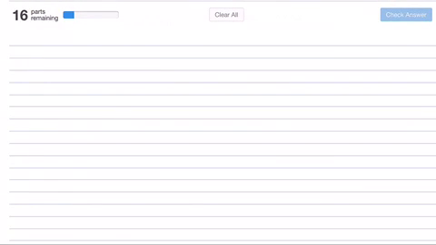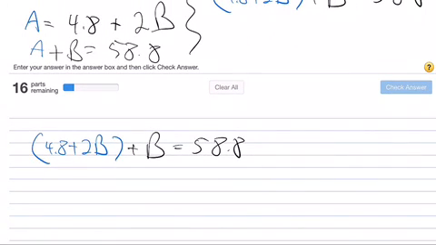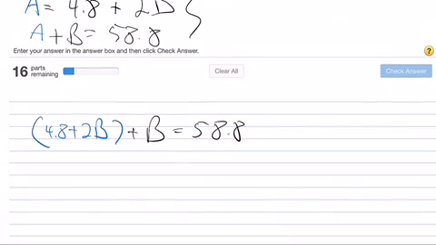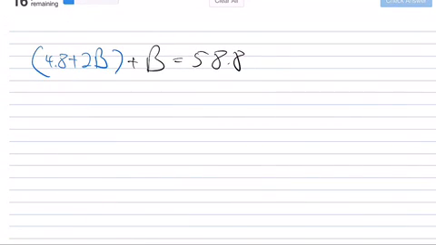All right, let's just copy this. This is where they're getting, for the second question, assign a variable to the number of travelers to country B. They jump straight here, which I'm not really a fan of. I like the way I did it. If we continue, we can just lose the parentheses because of the associative property of addition. There's nothing to distribute, so we get 4.8 plus 2B plus B equals 58.8.